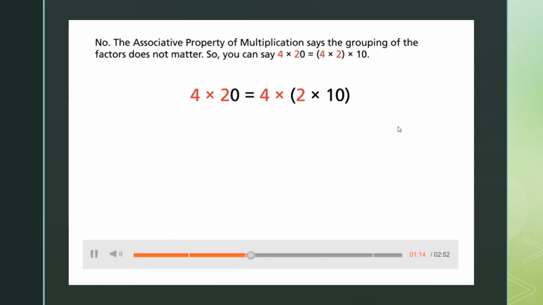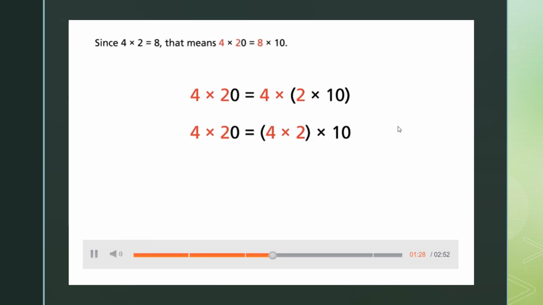No, the associative property of multiplication says the grouping of the factors does not matter. So you can say 4 times 20 equals the quantity 4 times 2 times 10. Since 4 times 2 equals 8, that means 4 times 20 equals 8 times 10.